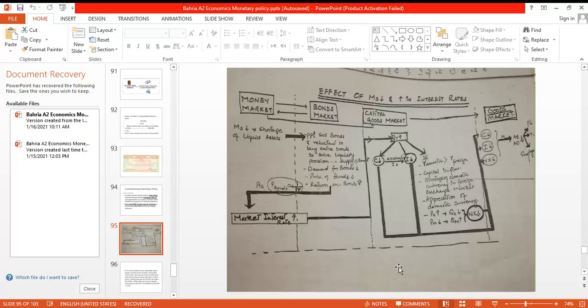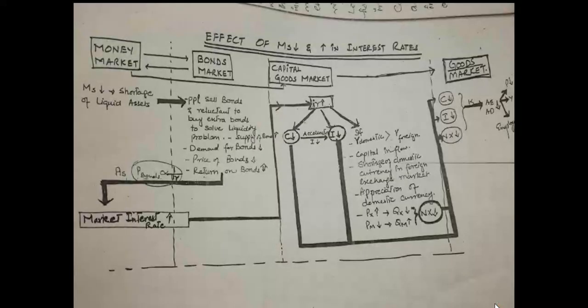Now, please keep in mind the capital goods market is the market which is frequented not by the ordinary consumer but by businesses. So that is the investment market. Okay, so that's the market that's going to feel the impact, and ultimately that is going to have an impact on the goods market. So I think that this particular diagram really illustrates this transmission really well.